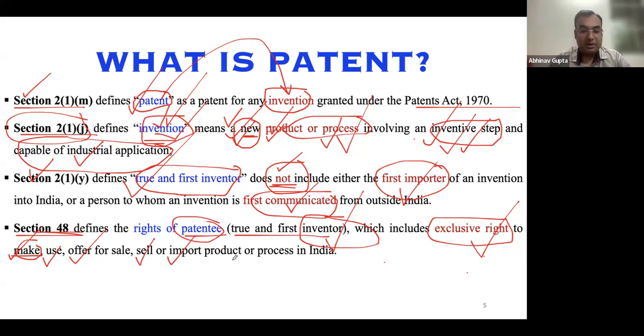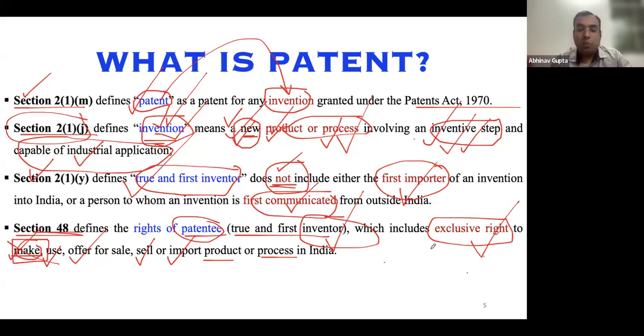Now, the whole idea is, 48.1 talks about product, 48.2 talks about process. You can't make a process, correct? You can't make a process. But for ease, we have not complicated it. If you look at 48.2, it just drops the word make. The rest, you can use a process, you can offer for sale a process, you can sell a process, you can import a process. But when we talk about a product, you can make a product, use a product, offer for sale a product, sell a product, import a product. So that's the slight difference. I hope we are able to keep up with me.